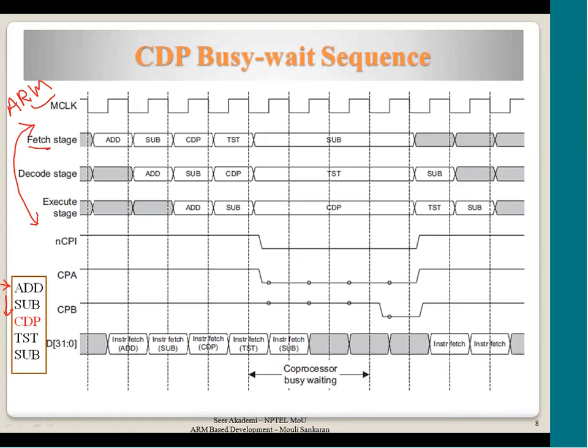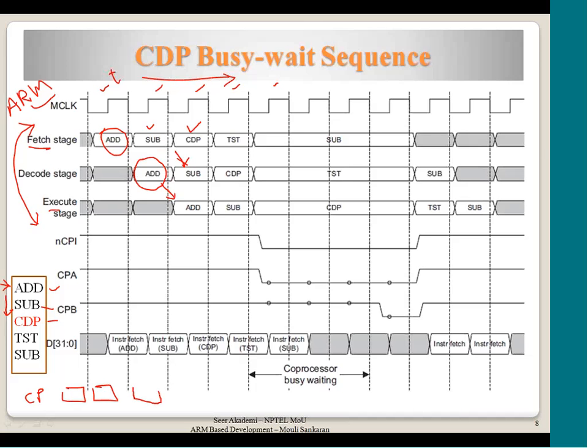Now you see time goes like this: the first clock cycle, then the second, third, fourth. Add comes into the fetch first, then add moves into the decode stage, and sub gets fetched. Then add moves into the execute stage, sub moves into the decode stage, and the CDP instruction gets fetched. Please remember, while this is getting fetched, the coprocessor is also fetching these instructions. The instructions are flowing through their pipeline the same way.